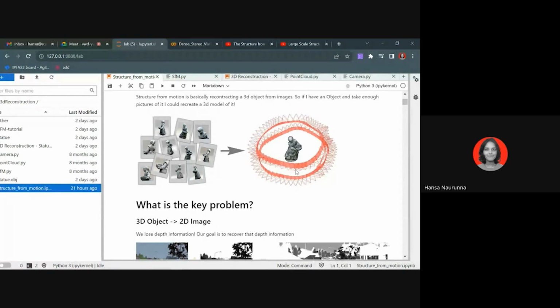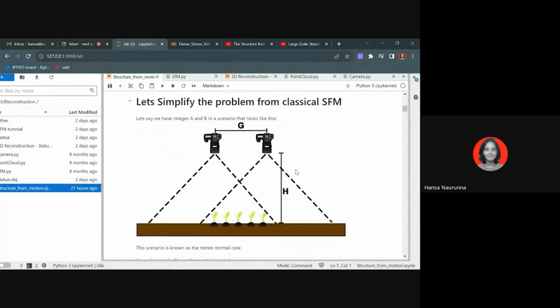But instead of going with such an advanced approach, we can take a look at a really simple approach. In this very simplified setup, which we call the stereo normal case, we have camera A, which is looking down at these crops, and camera B, which is also looking down. This is like how we as humans see the world. Inherently as humans, we can tell depth information, and we get that depth information from the parallax.